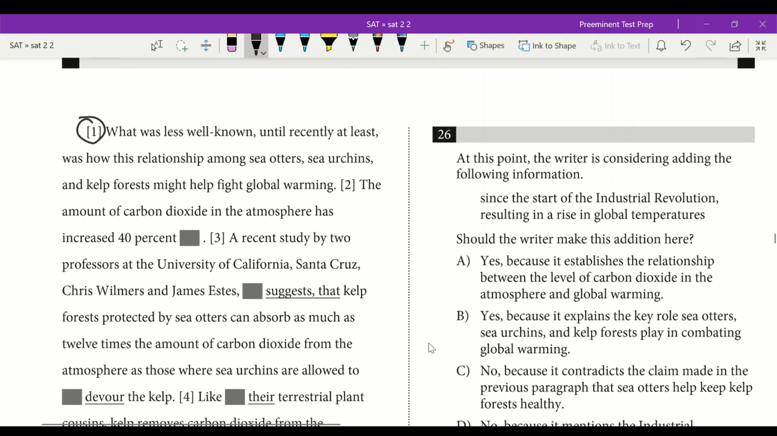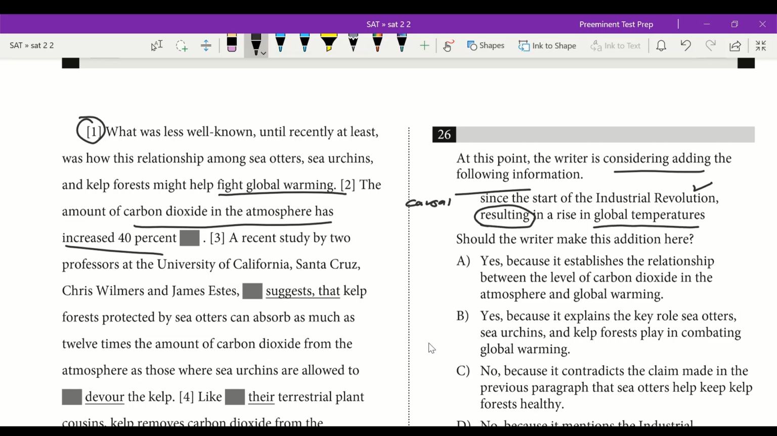What was less well known until recently, at least, was how this relationship among sea otters, sea urchins, and kelp forests might help fight global warming. So that's the main idea. The amount of carbon dioxide in the atmosphere has increased 40%. Now we're asked, should the writer add the following: since the start of the Industrial Revolution? Well, that adds a time frame, so that's good. And then we have, resulting in a rise in global temperatures. Well, this resulting here is giving us causation, right? Which is going to be good to know. If we have a relationship, it's good to tell the audience.